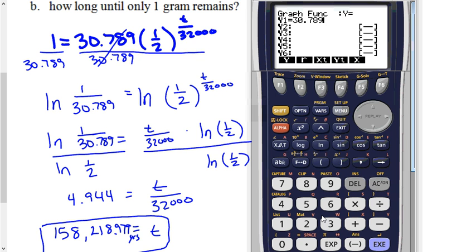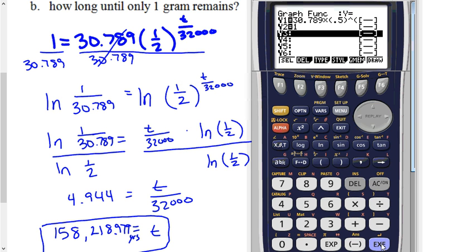30.789 times 1/2, I'm just going to use 0.5, raised to the x divided by 32,000. So there's our first equation. And then for the second equation, we want to know when that's equal to just 1.